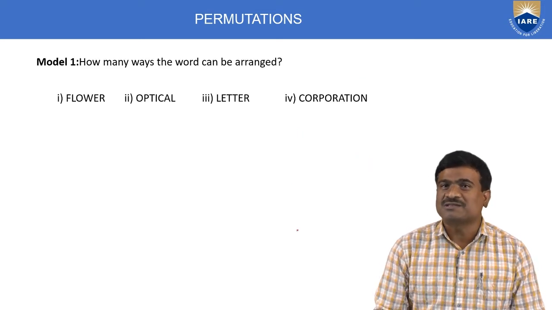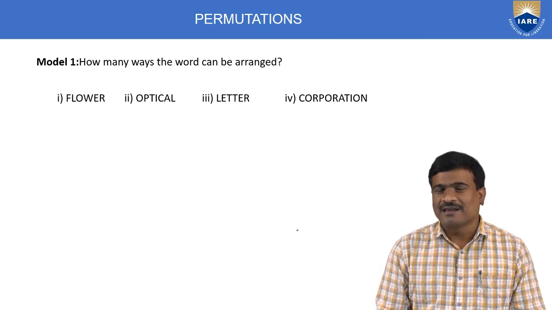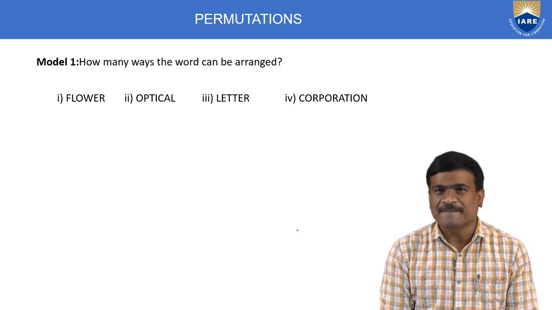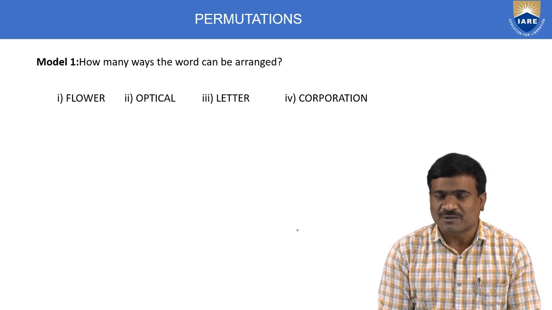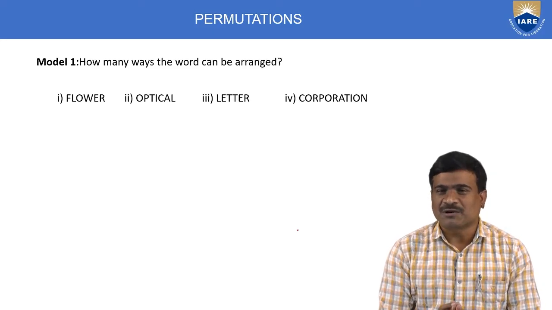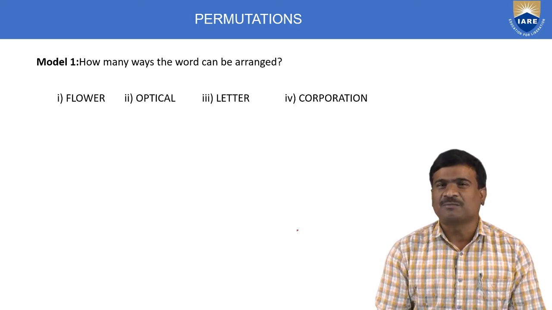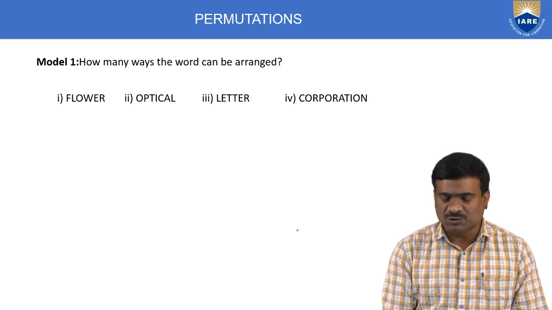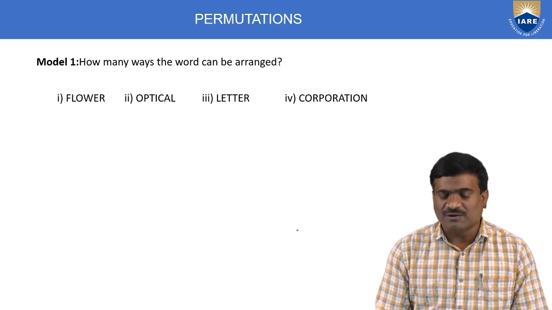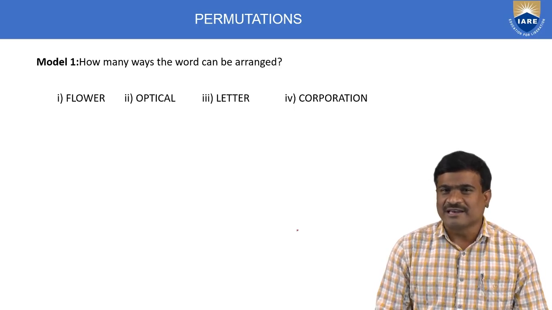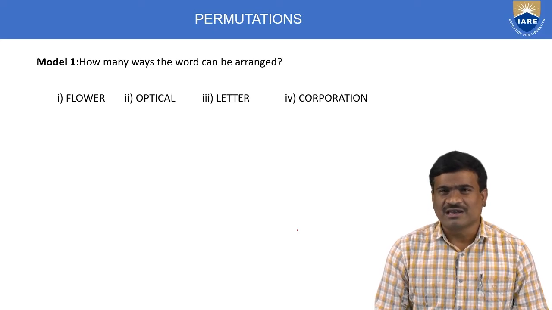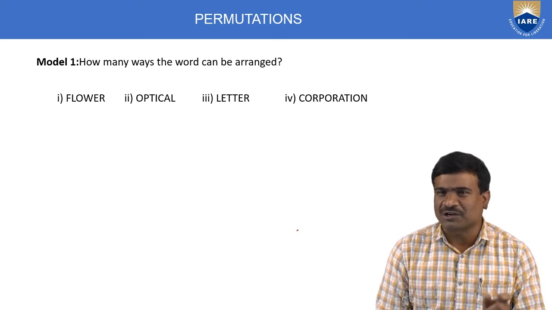Next part, problems in permutation. Here is the first model in permutation. Permutation means arrangement, using the method NPR. First question: how many ways can the word be arranged? Example 1, flower. Example 2, optical. Example 3, letter. Example 4, corporation.